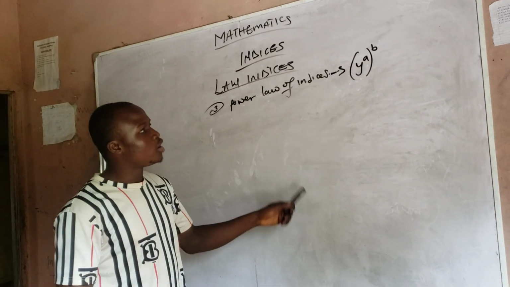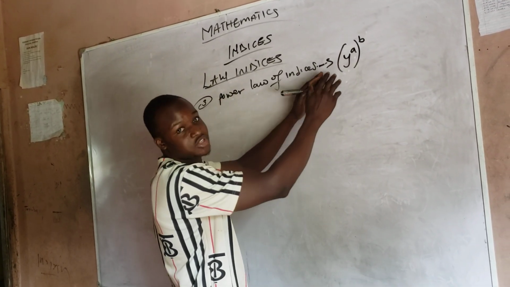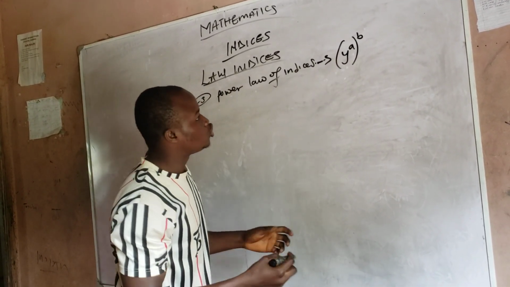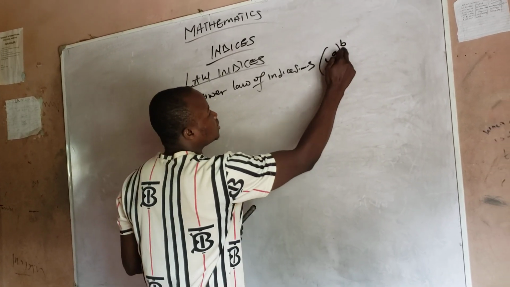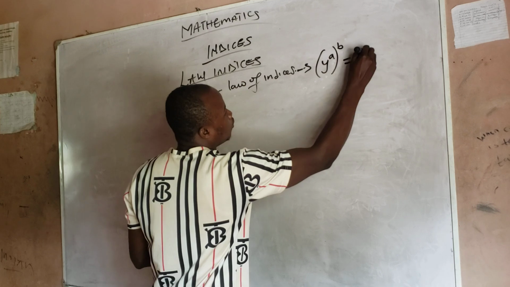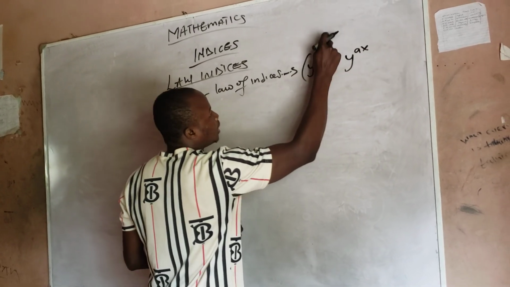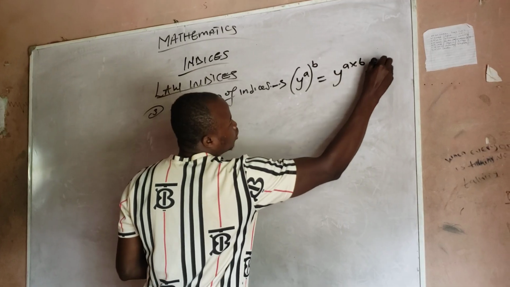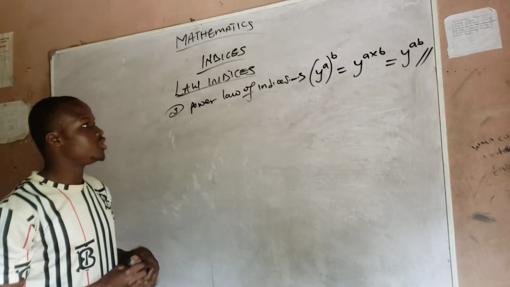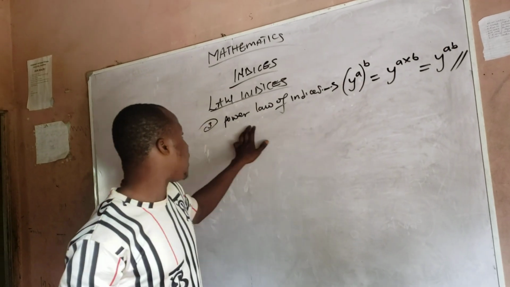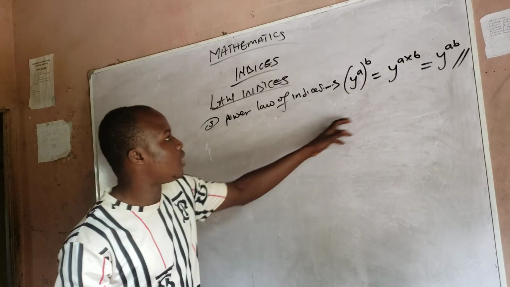So if you have something like this, we are going to apply the power law of indices. The power law of indices states that whenever we see something like this, what we are going to do is multiply the powers. You multiply the inner power a times the outer power b. So your result becomes y raised to power ab. This is what the power law is telling us.